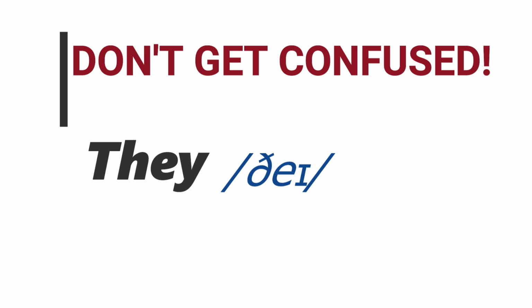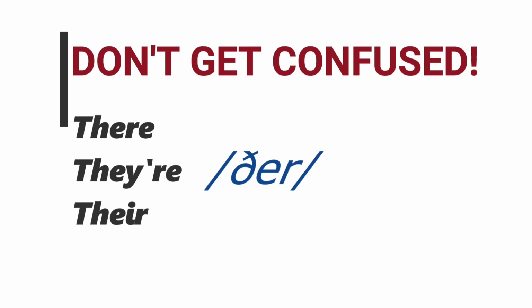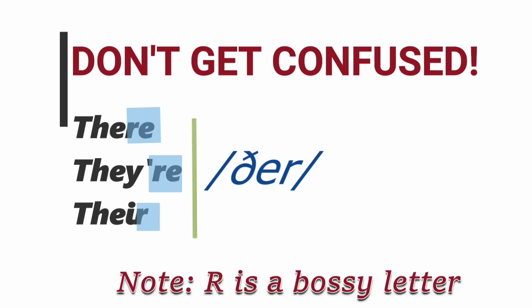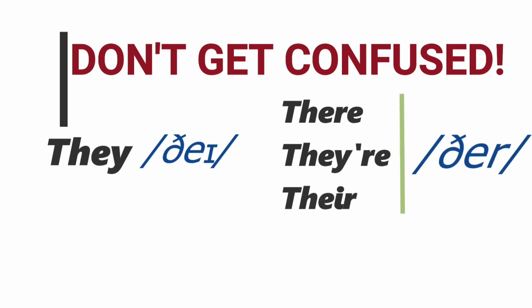They, T-H-E-Y. You have to remember the sound of A. So, they. And when it comes to there, their, and they're, these three have R at the end of them: R-E, R-E, and R. There, R at the end. There. Because R is bossy. They and there. Don't read there as they, and don't read they as there.